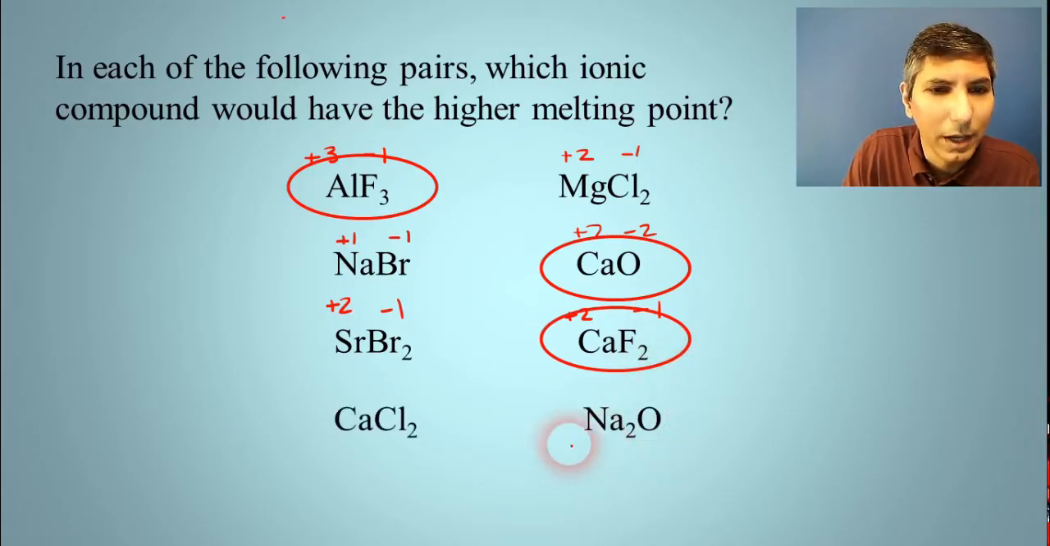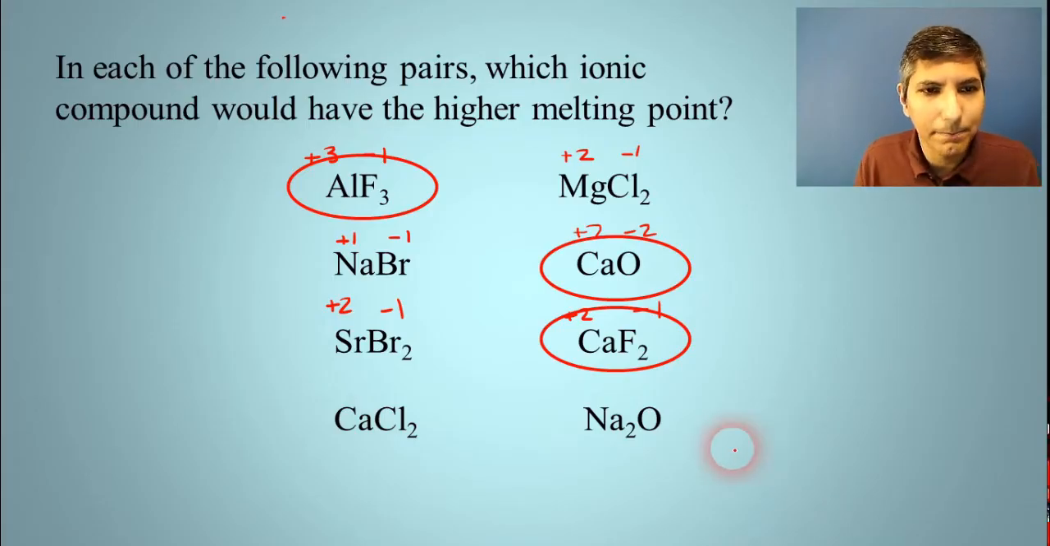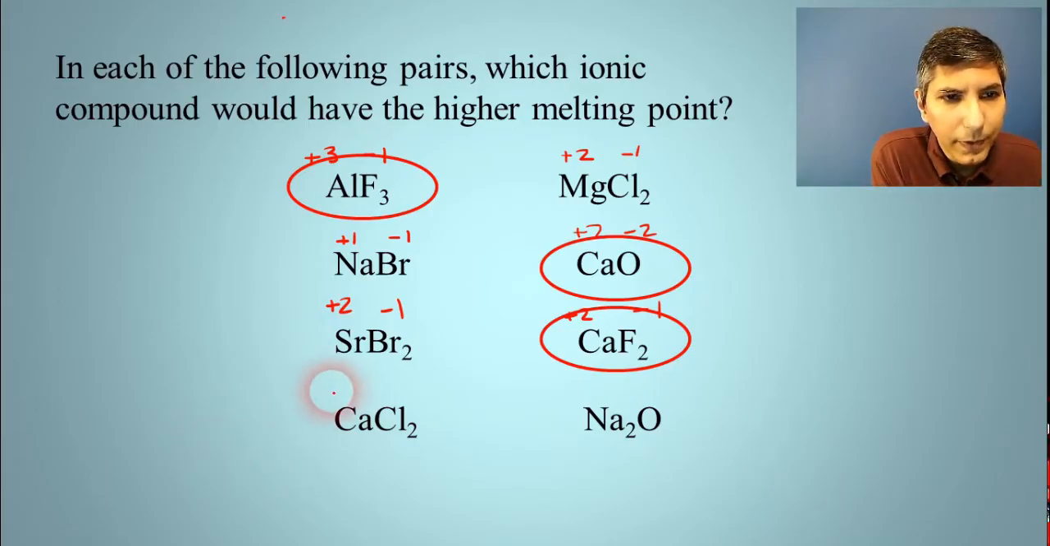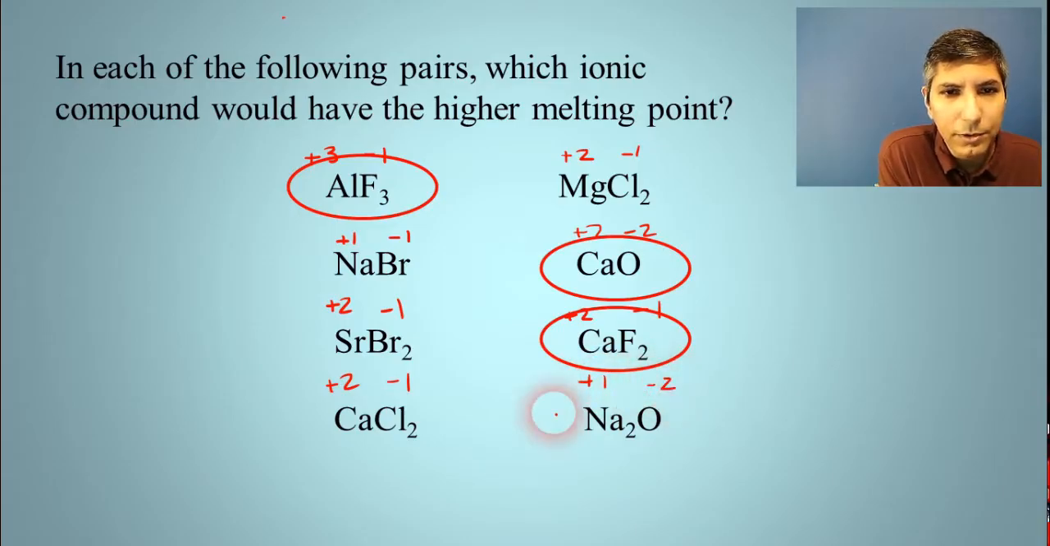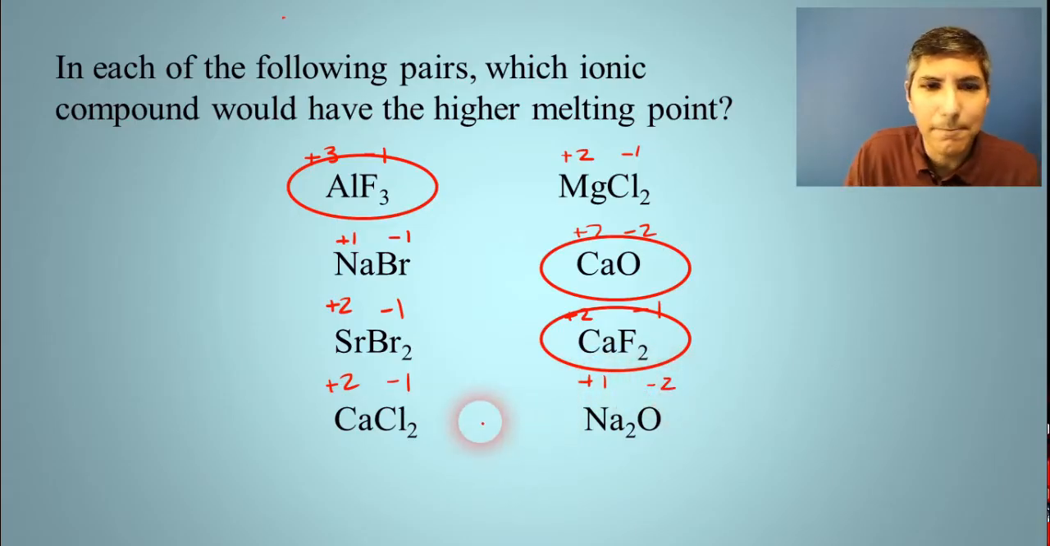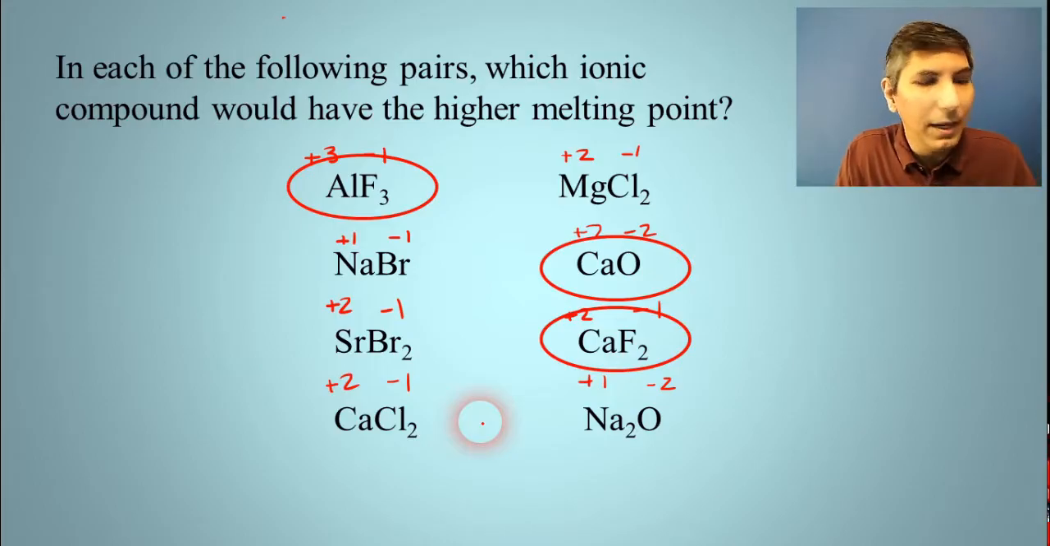Let's try one more. Let's try calcium chloride versus sodium oxide. Now in this one, we have a +2 -1 charge differential, and here we have a +1 -2. So basically the same. So the charge isn't going to tell us. So once again, we have to look at the ionic size.